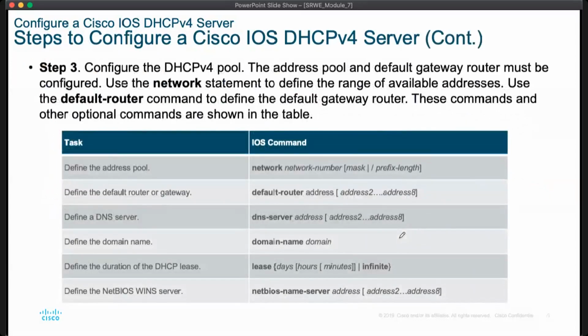And step 3, configure the DHCPv4 pool. The address pool and default gateway router must be configured. Use the network statement to define the range of available addresses. Use the default-router command to define the default gateway router. This command and other optional commands are shown in the table. So these are the optional commands.